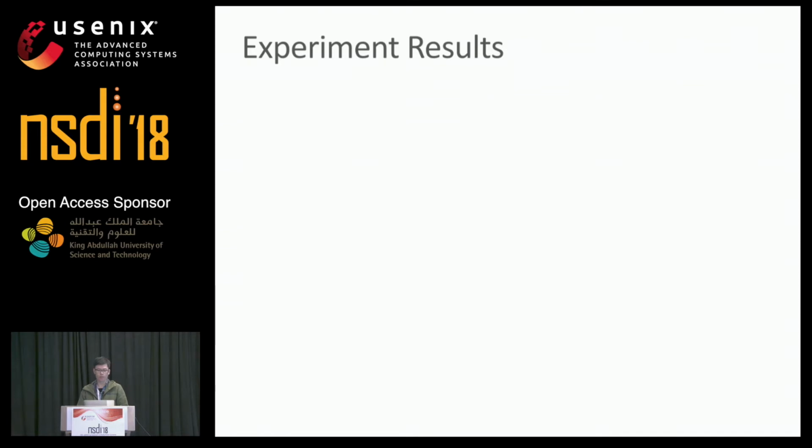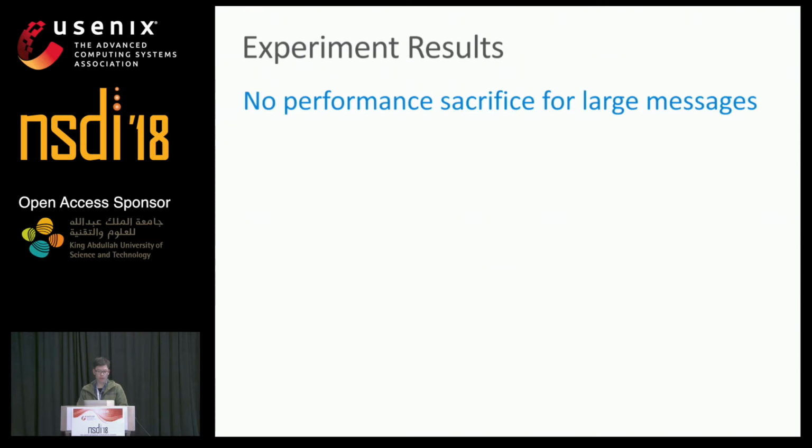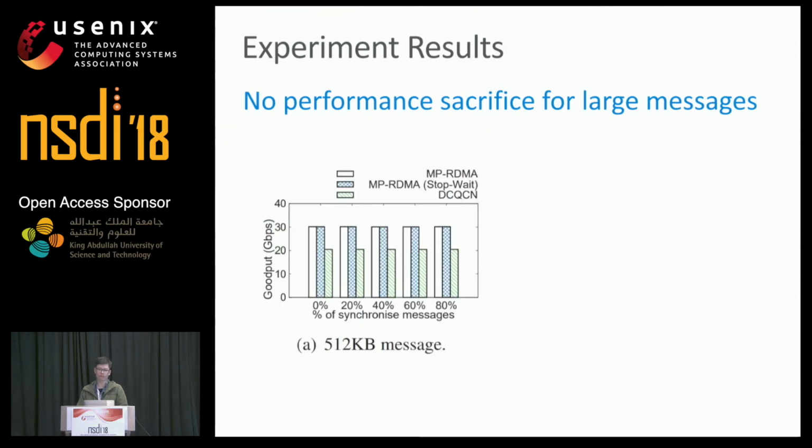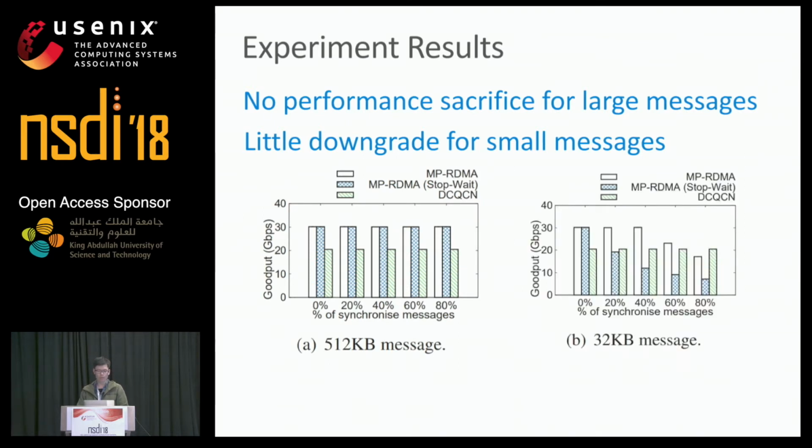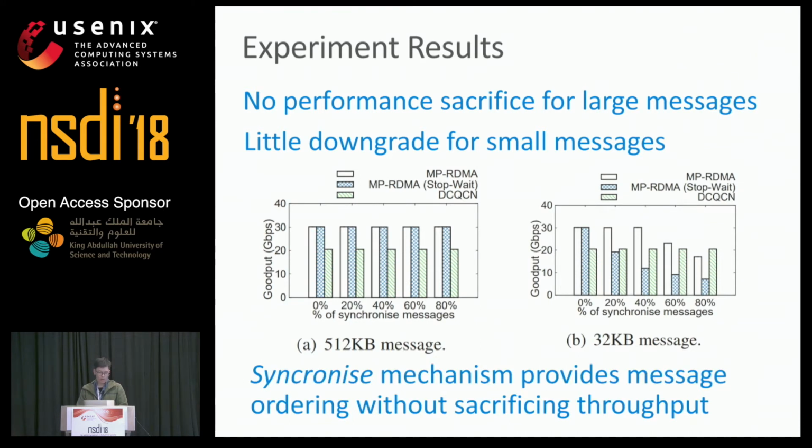So adopting this mechanism, we can ensure the application logic correctness without performance degradation. We also conducted some experiments on our testbed. There is low performance sacrifice for large messages, and there is a little downgrade for small messages when the percentage of synchronous messages is very high. Overall, the synchronized mechanism can provide message ordering without sacrificing the throughput.